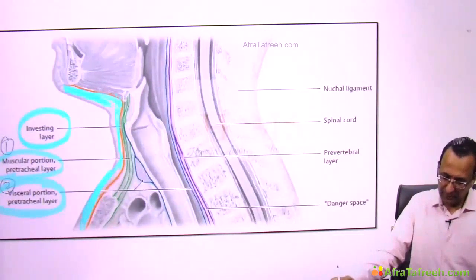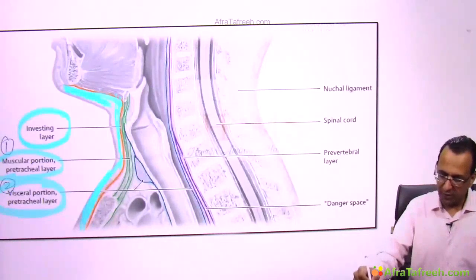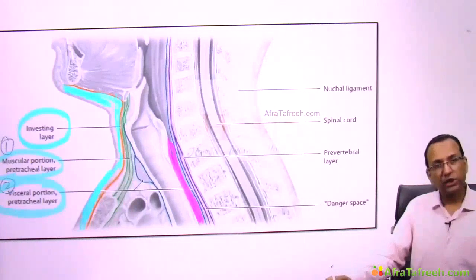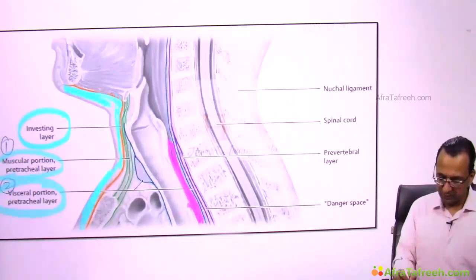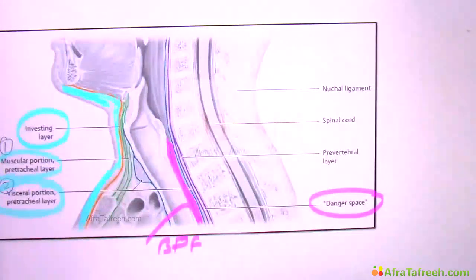And then it is going behind the pharynx and esophagus. As it goes behind the pharynx and esophagus, it is modified, and there we will call it buccopharyngeal fascia. Fine. But what about the danger space? You are talking about danger space? Yes, danger space. Now comes the danger space.